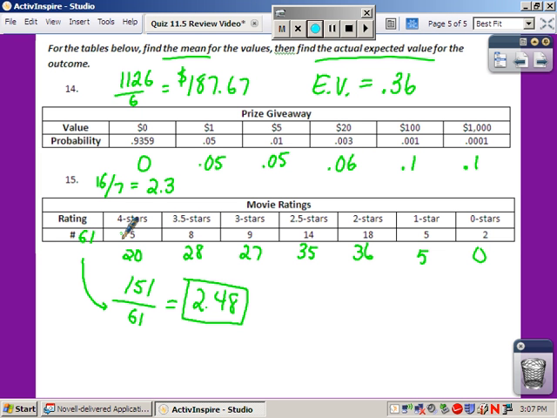Okay, that's it for the probability, or excuse me, expected value and all of the central tendencies. I would say that if you get this down, you probably have a pretty decent understanding of basic statistics for Algebra 2.